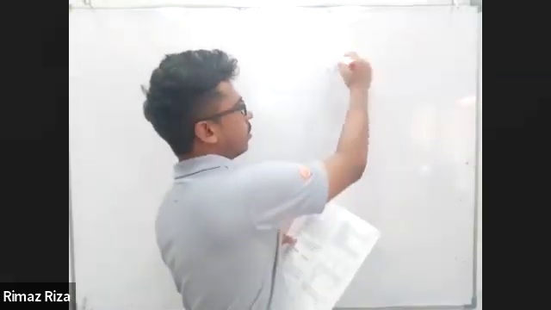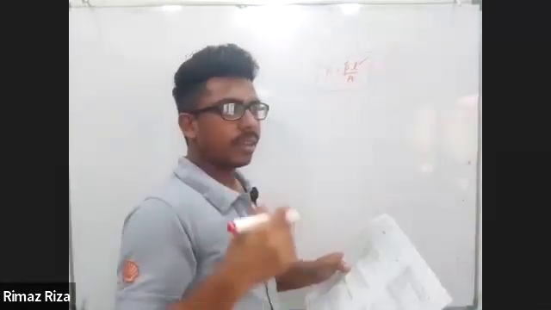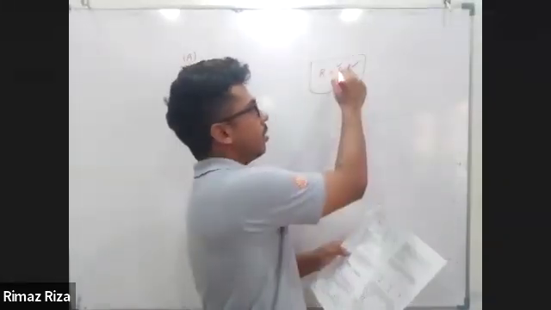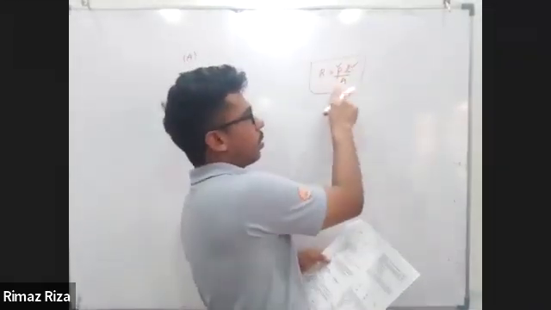To understand this resistance, you can take an analogy of running a race. There are three factors. First one is area.